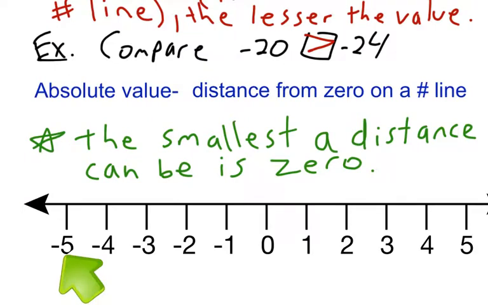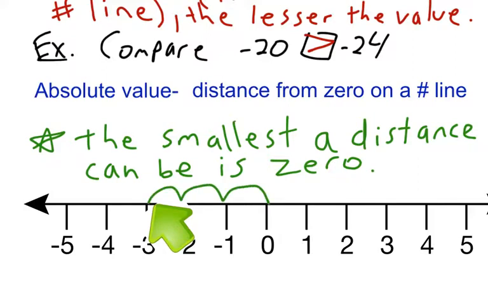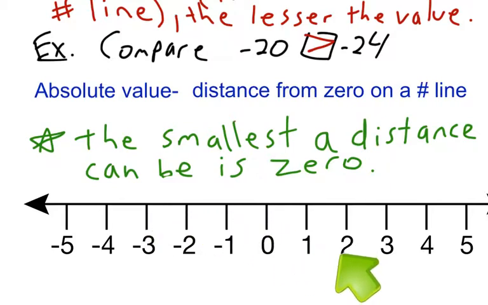So the absolute value of, let's say, -3 would be, well, let's count. How far is -3 from 0? It would be 1, 2, 3. Another example, how far is, let's say, 2 from 0? Or what's the absolute value of 2? Well, it's 1, 2 away from 0.